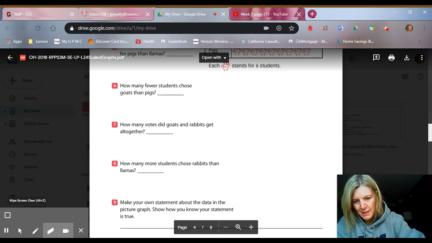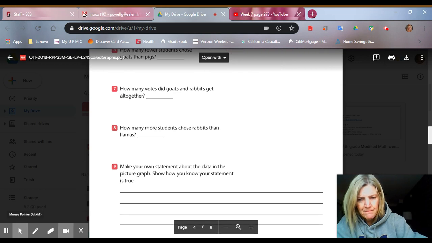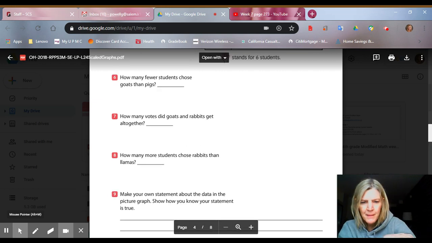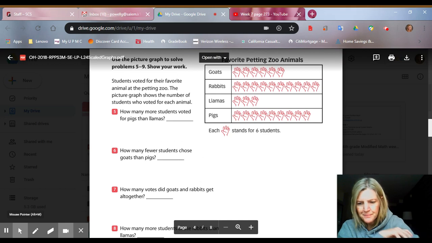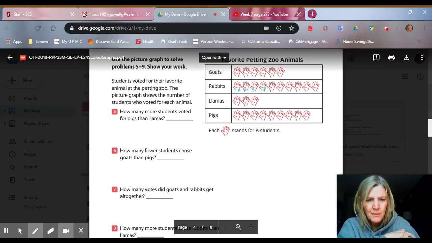Last one on this page. Let me get a little trickier. And I kind of like this question a bit. It says, make your own statement about the data in the picture graph and show how it's true. So you can say anything that's true about the data up here. So you can say there are 60, this was 18, this was 54.